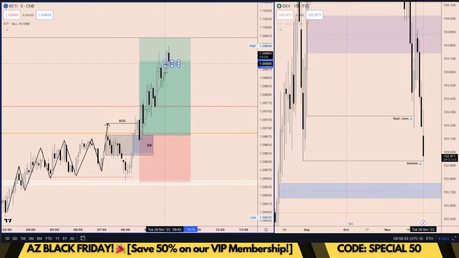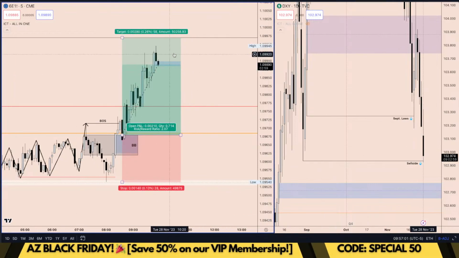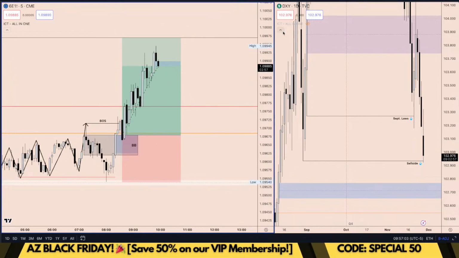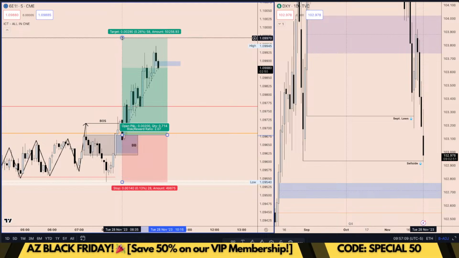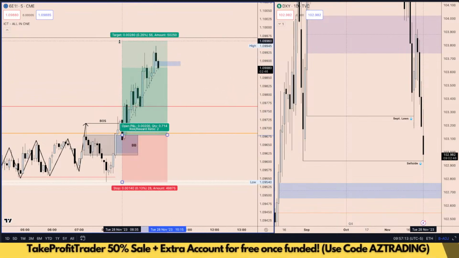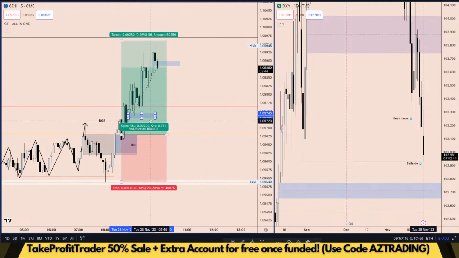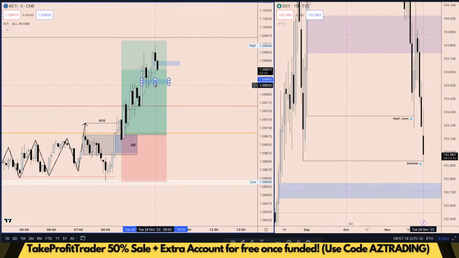See if we can hold support on this 5-minute bullish fair value gap after the DXY already hit sell side and is rejecting. So taking partials is smart, especially when taking a look at the DXY at the same time. Almost hit our 2-to-1. Yeah, got very close to it, a couple of ticks. Bullish fair value gap right here.